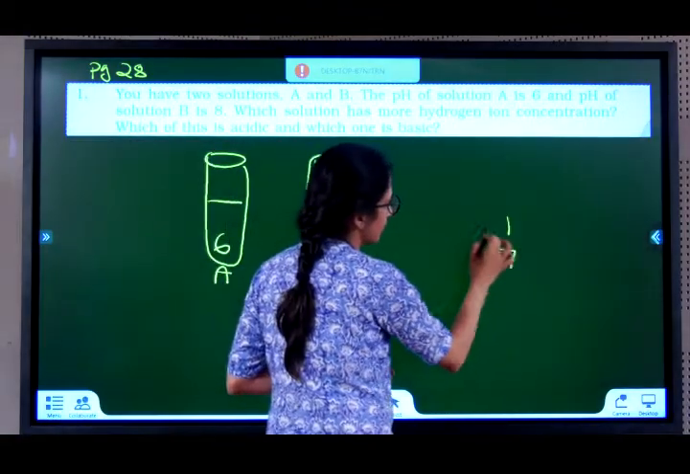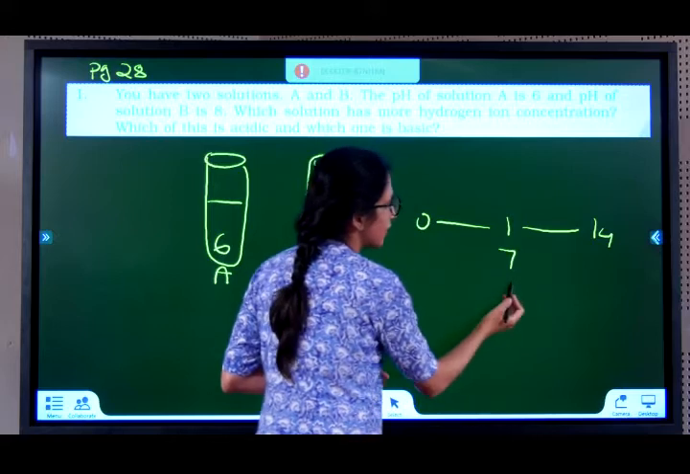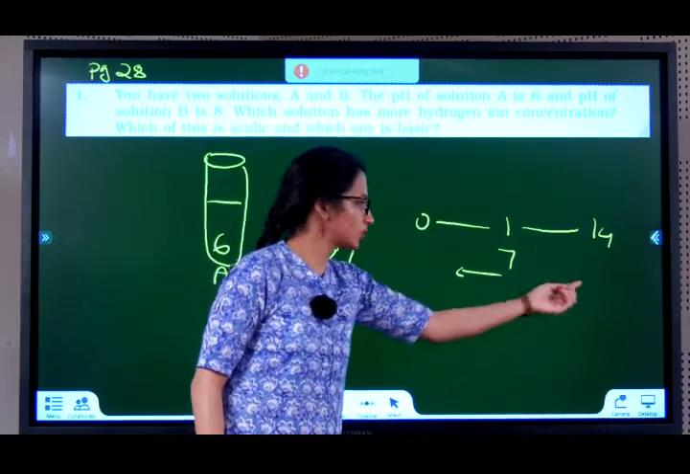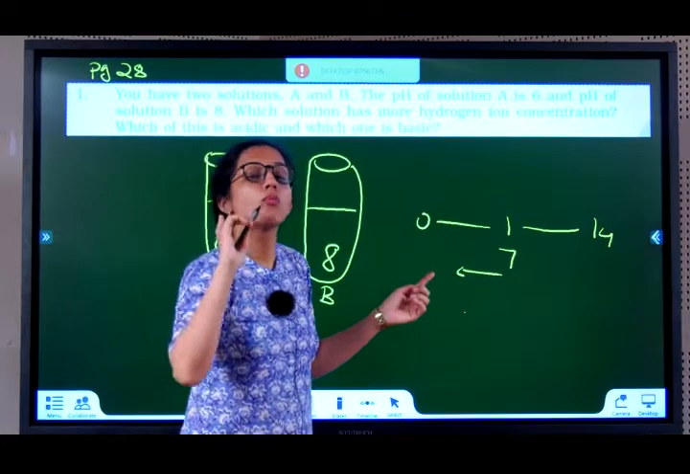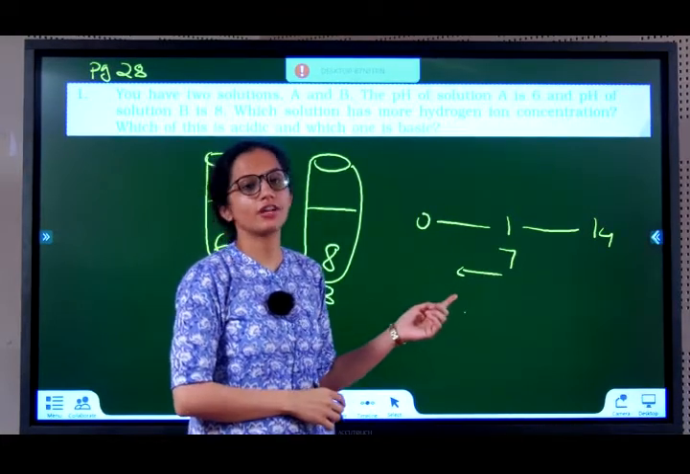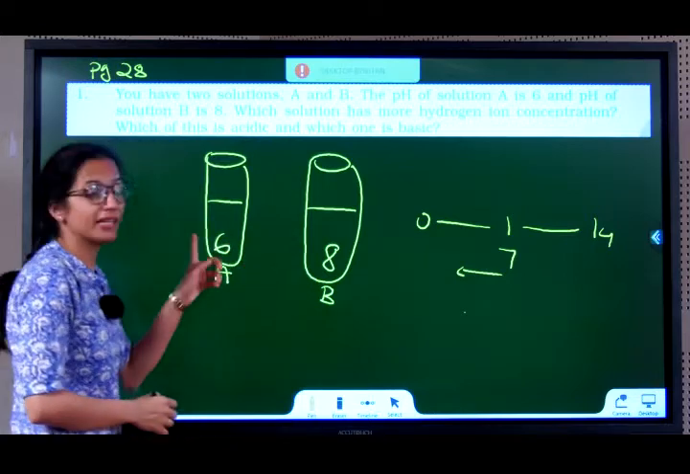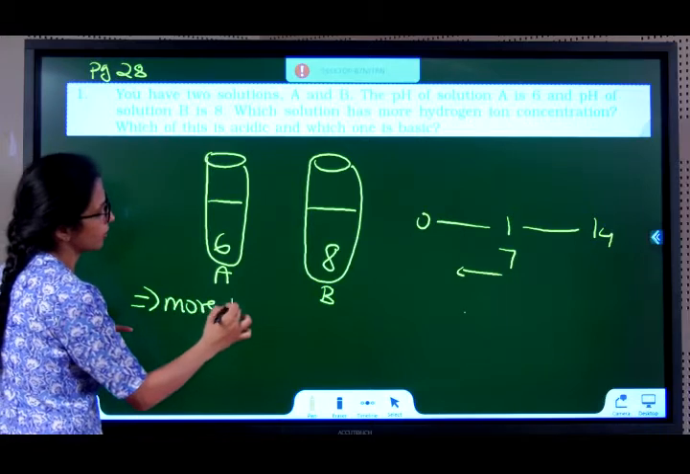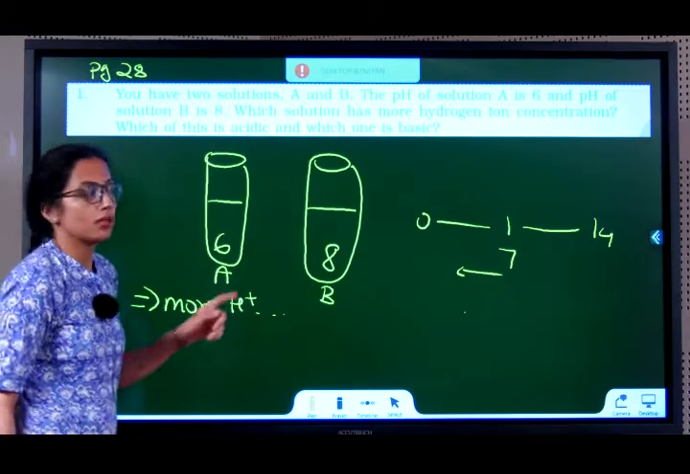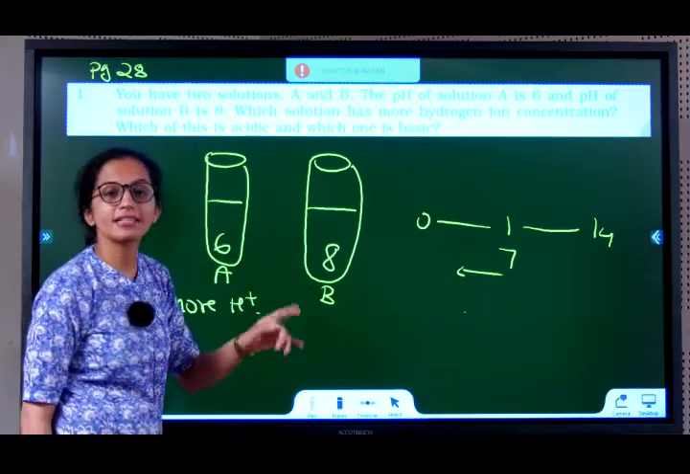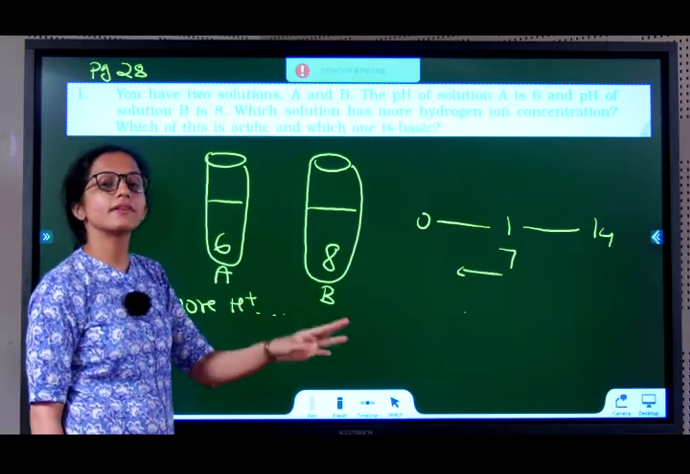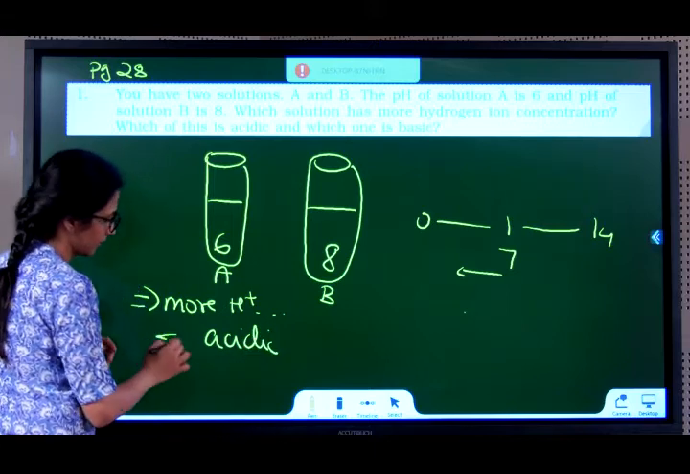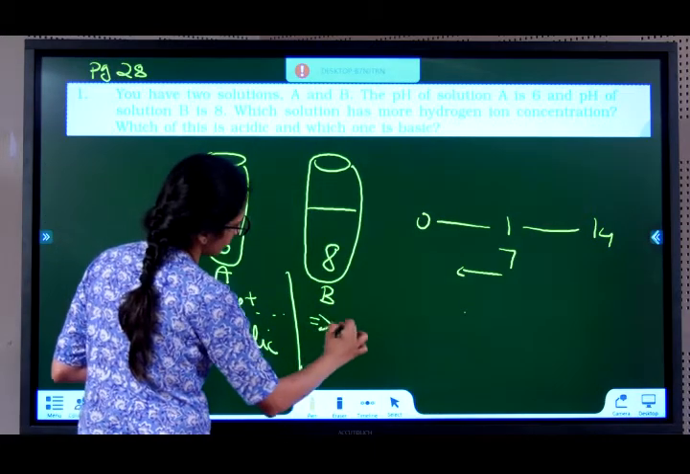pH 7, 0, 14. Lesser the pH value, more the hydrogen ion concentration. So who has lesser pH value? A. So this one will have more hydrogen ion concentration. Who is acidic? Less than 7 is acidic, more than 7 is basic. So A is acidic and B is basic.